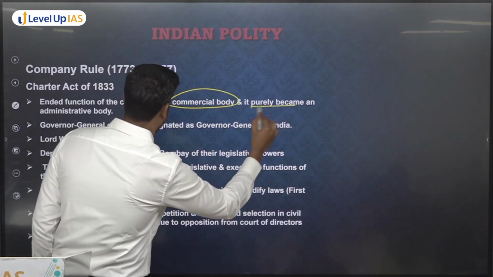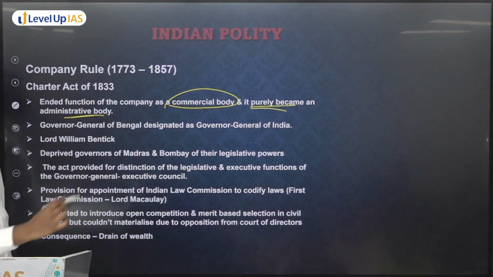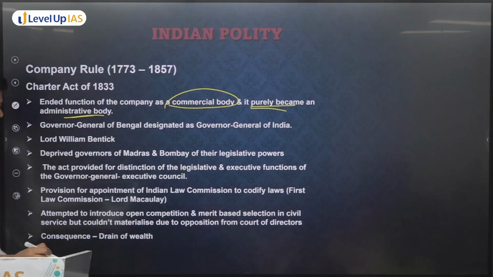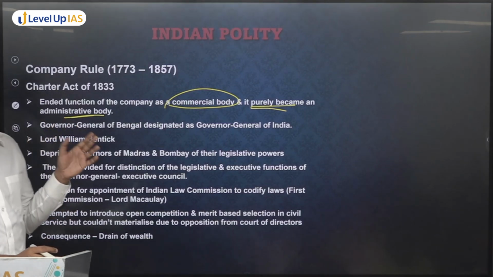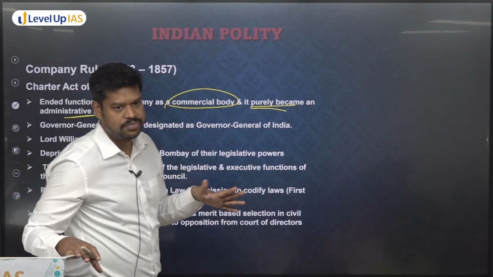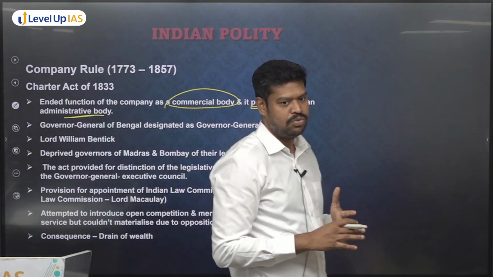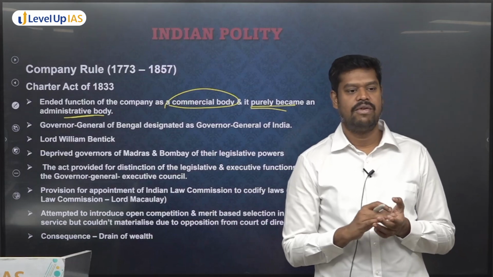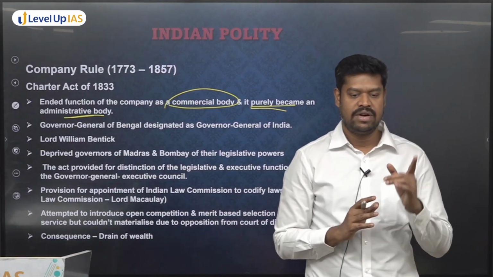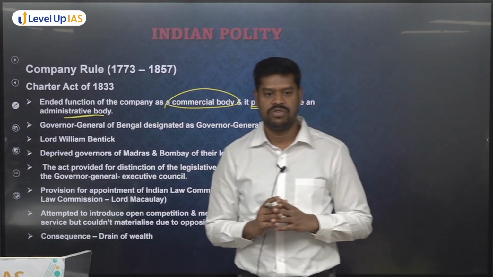It purely became what is called an administrative body. The next thing is, I said that it is also where centralization has come to its peak. So how did they bring the centralization to its peak? They redesignated the Governor of Bengal as the Governor General of India.